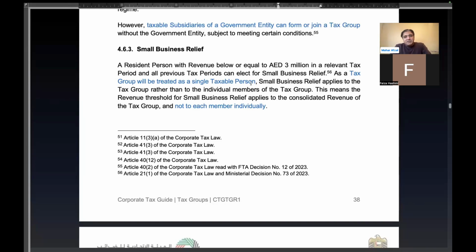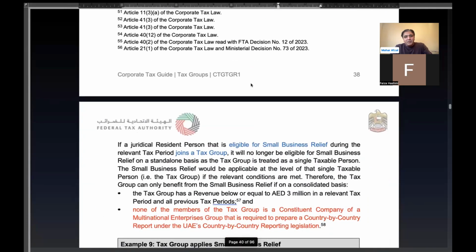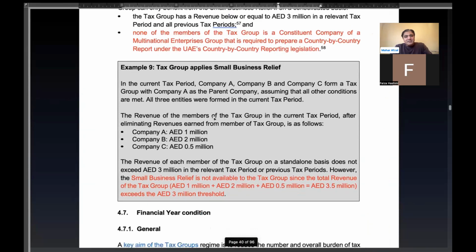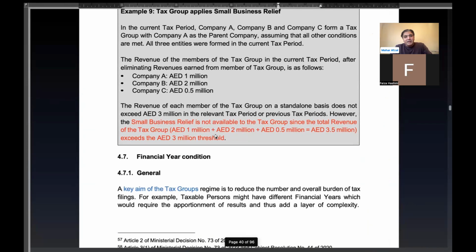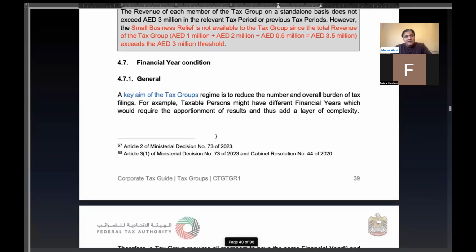So this small business relief will be applicable on the overall group. This will not be applicable on the respective individual entity. So this clause of small business relief is applicable at the overall group level. For example, three entities, A, B, C, overall revenue is 3.5 million. They are part of a tax group. They cannot enjoy the small business relief because the revenue is more than 3 million.